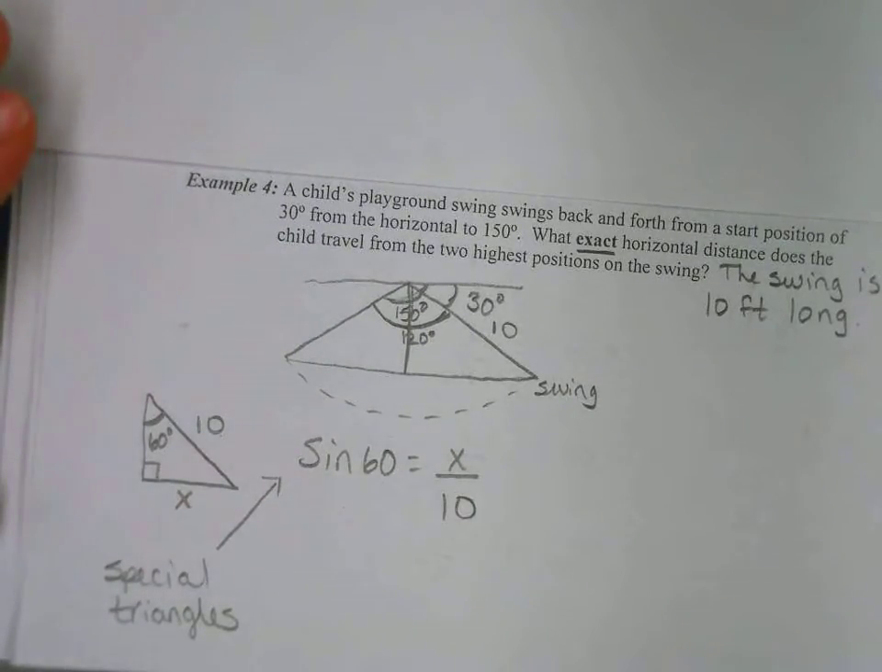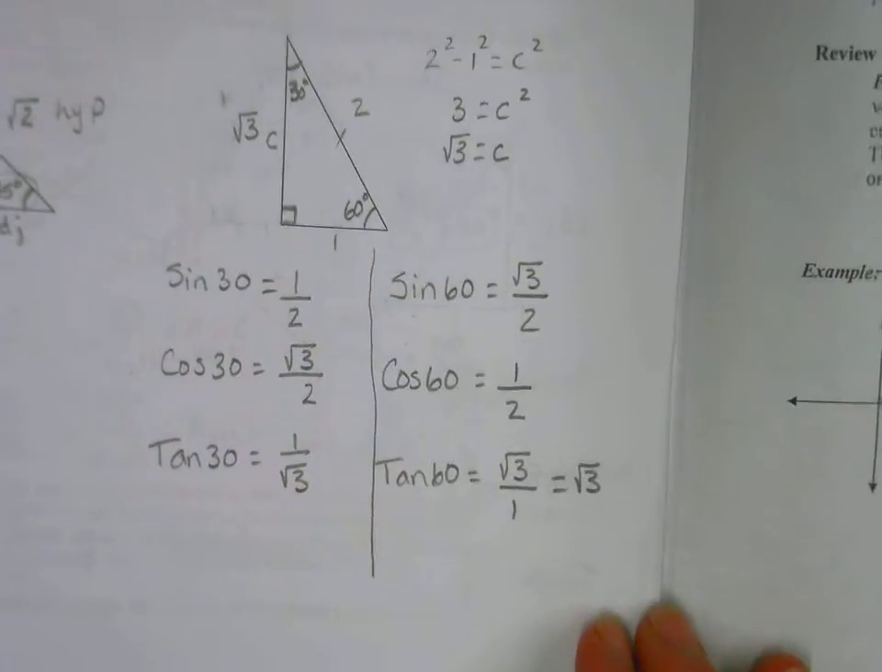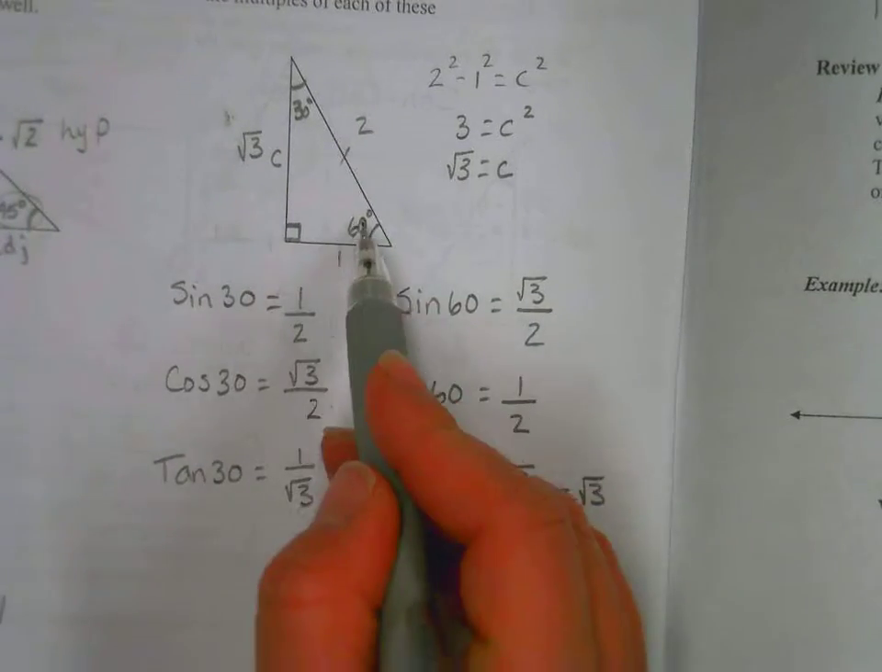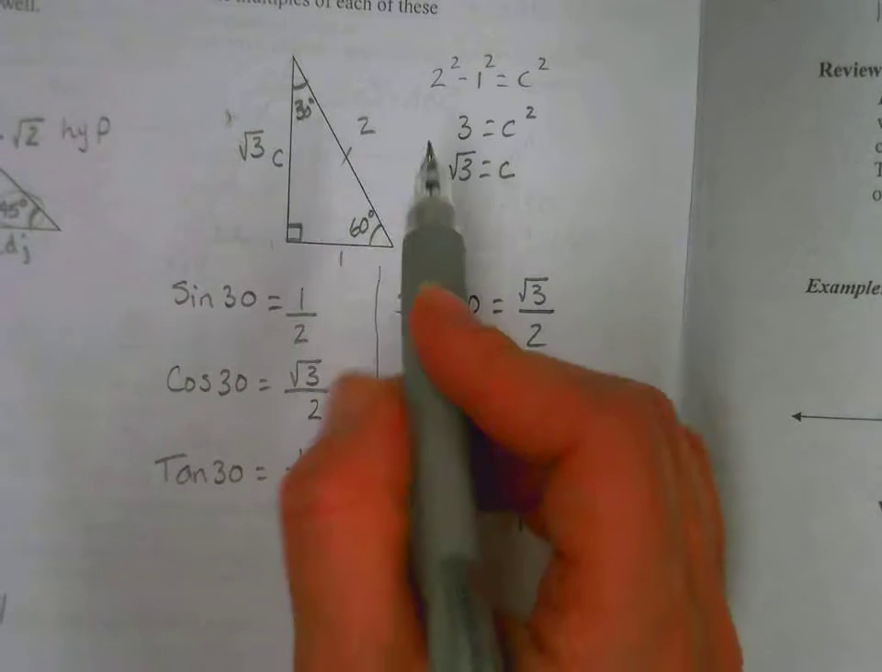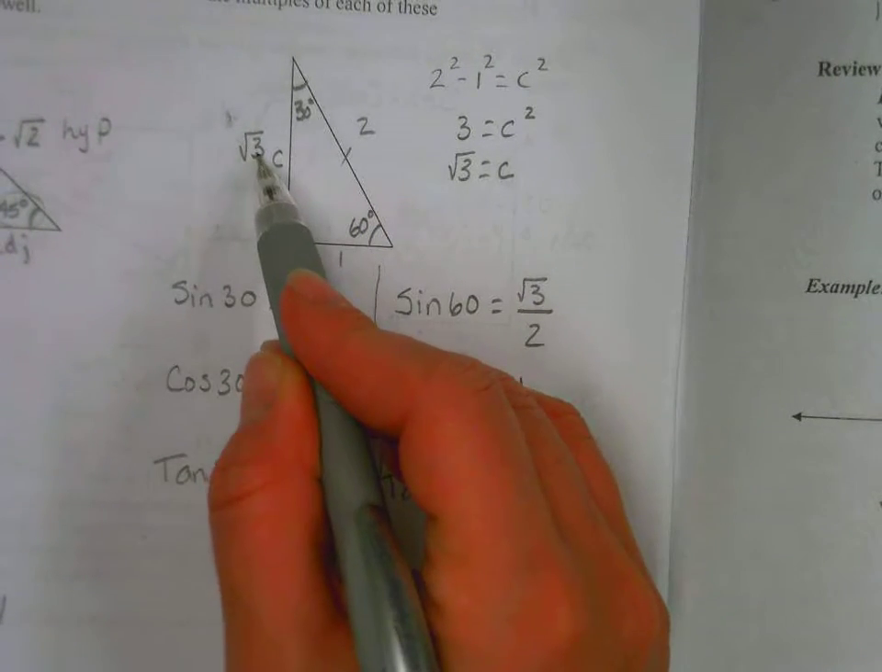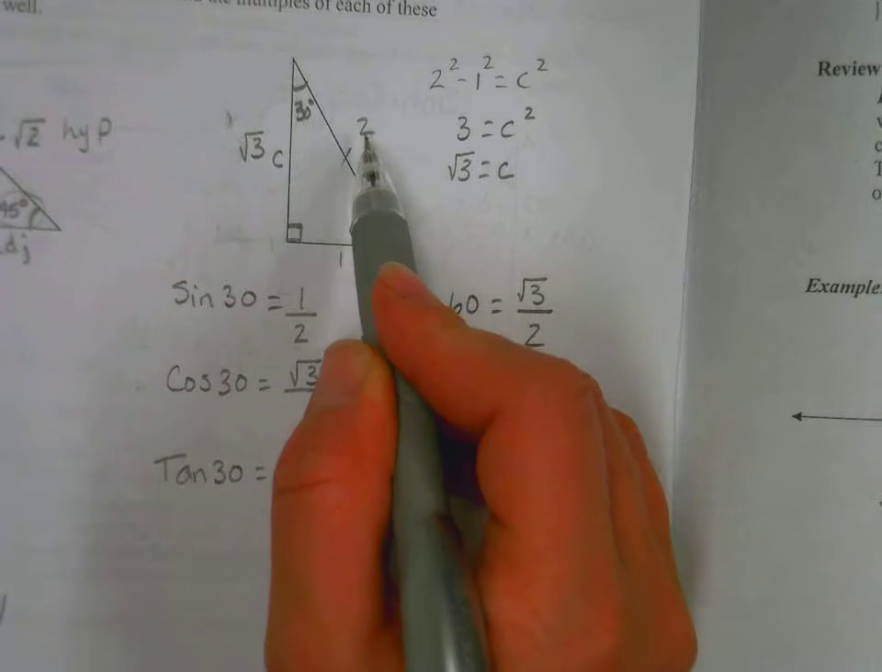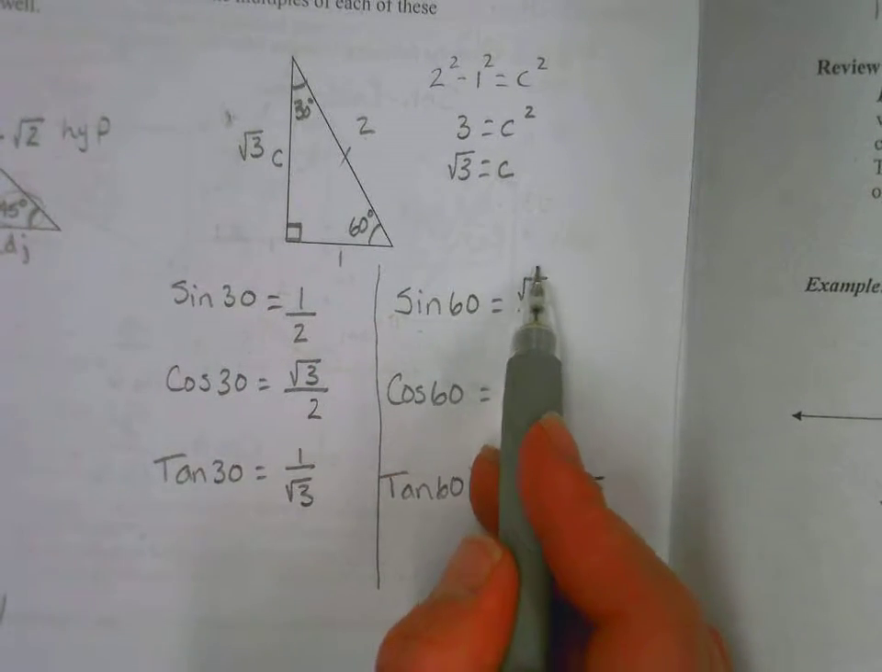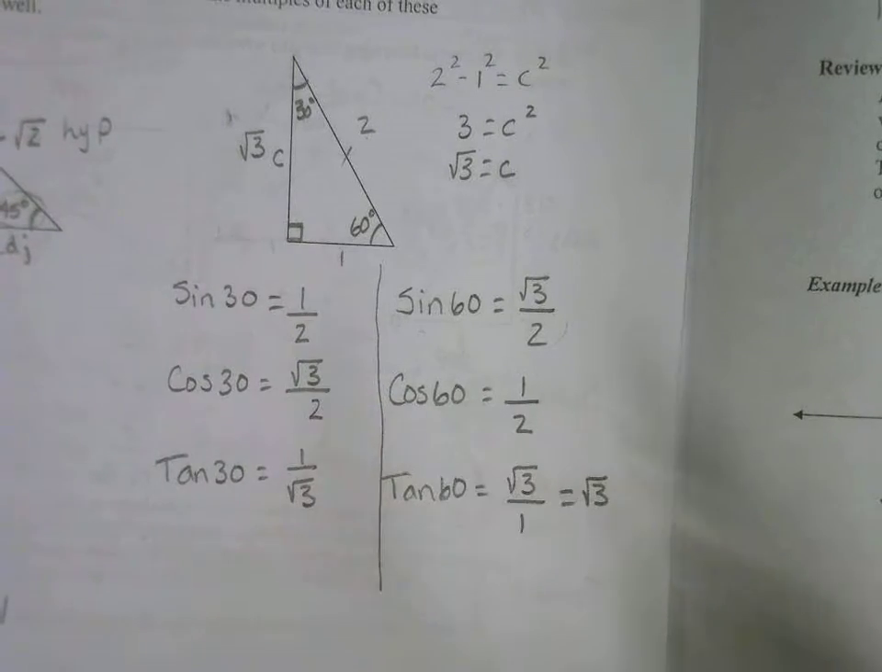Okay, so I'm going to leaf back a couple days. Here it is. Here is my special triangles. I'm going to look at my 60 degrees. I'm going to find the sine ratio of 60 degrees, which is opposite root 3 over the hypotenuse, which is 2. So sine of 60 is equivalent to root 3 over 2.